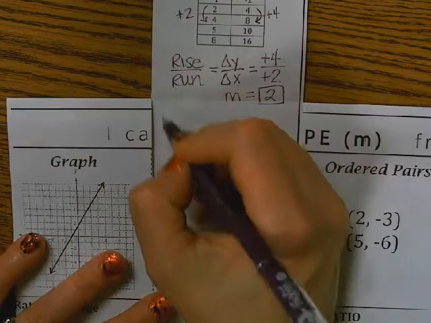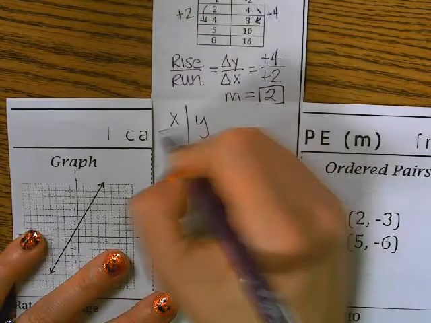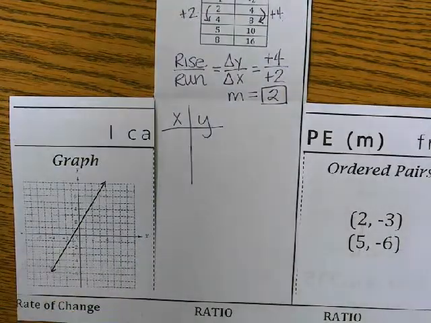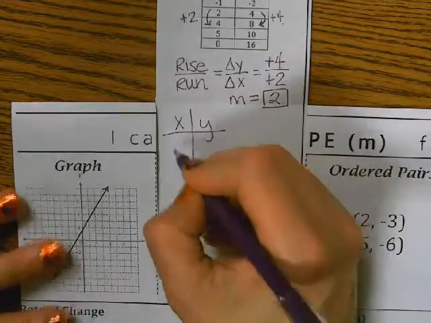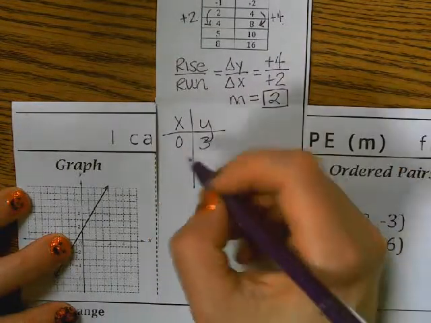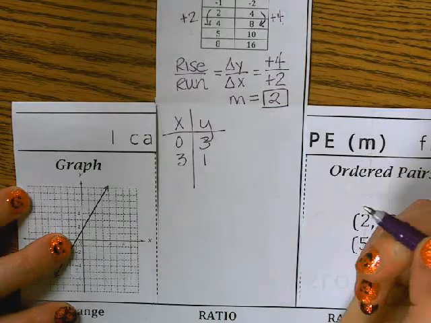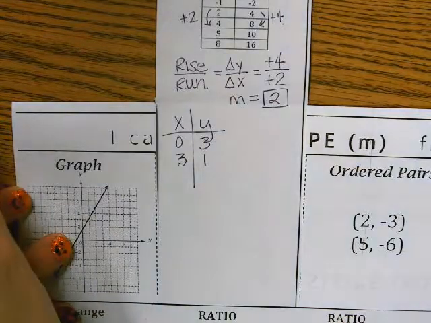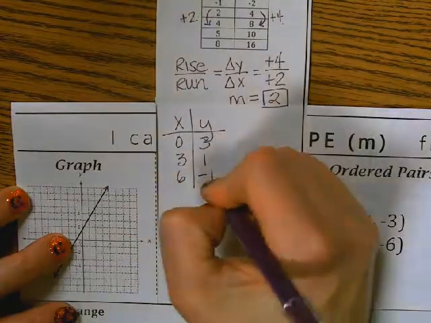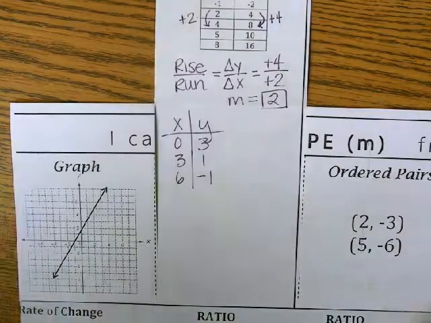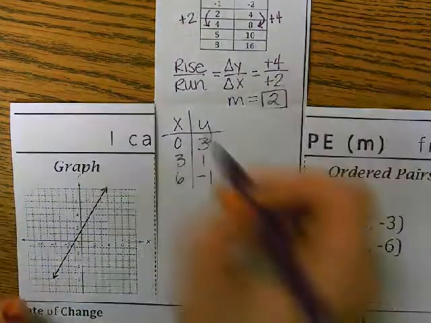Okay, so here's my x, here's my y. So you can make a quick table. And we're going to say 0, 3, 3, 1, 6, negative 1, and that's it. 3 points is enough.